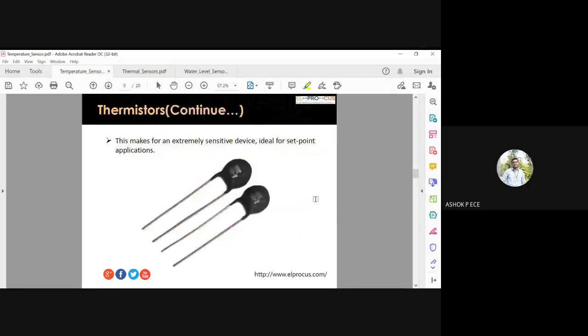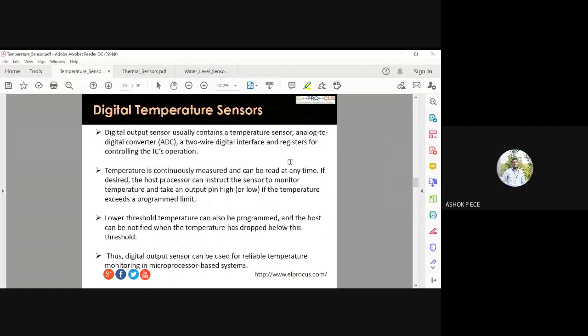So these are the available thermistors. They have an ideal set point, set for a standard room temperature. If the temperature changes from the standard room temperature, the resistance value changes. The next one is digital temperature sensors. This is available in doctors' devices and also in wall clocks where you have a digital temperature display. It also has a temperature sensor.